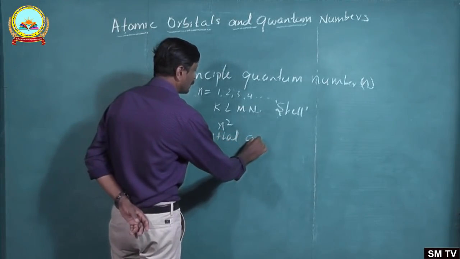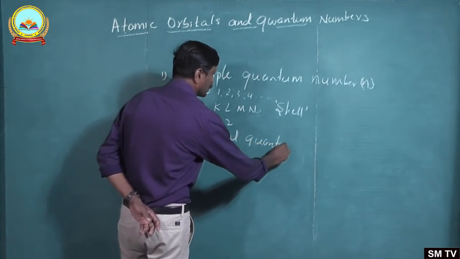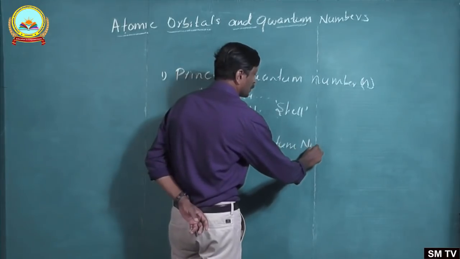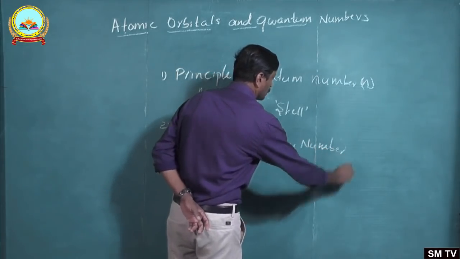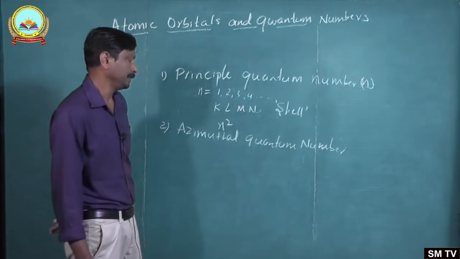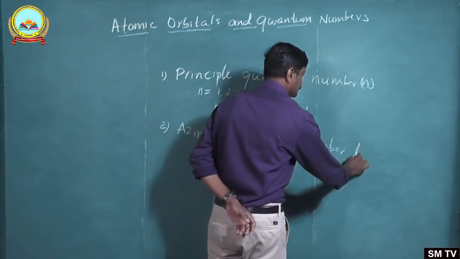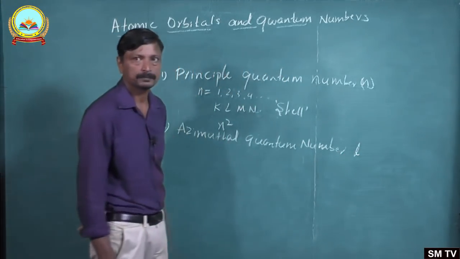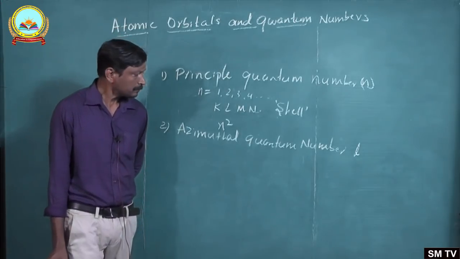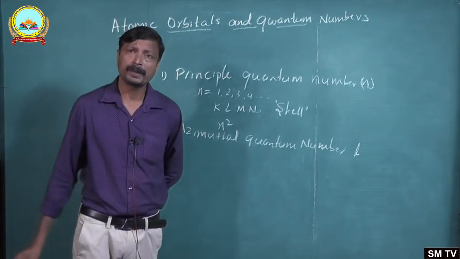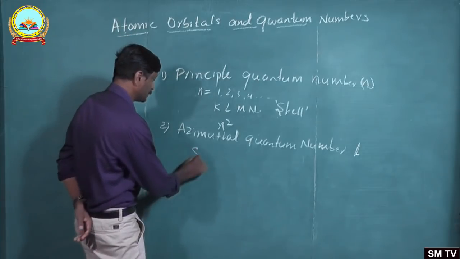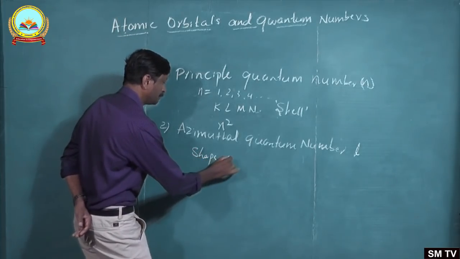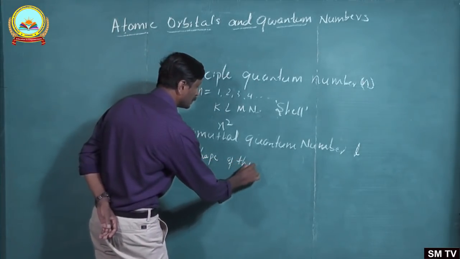Azimuthal quantum number. It is designated by L, a small l. So, what does the azimuthal quantum number describe? The shape of the orbital.